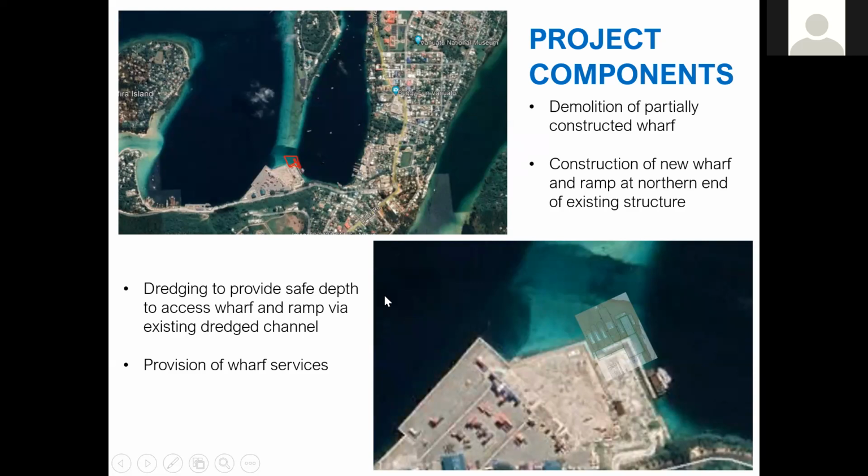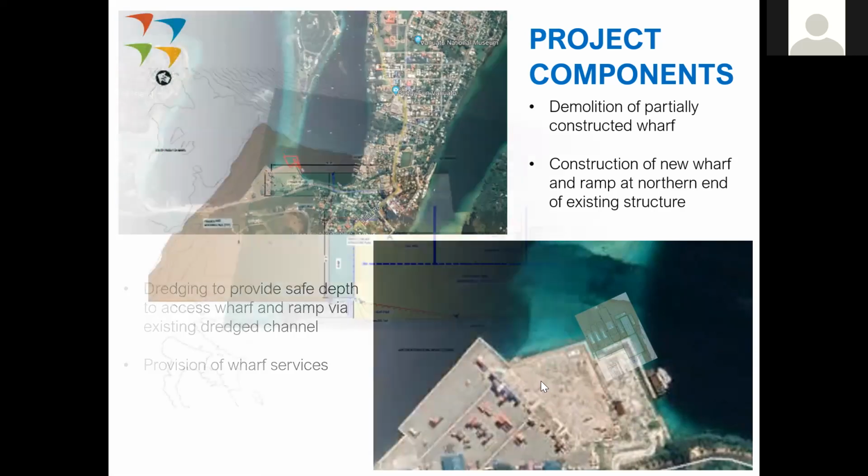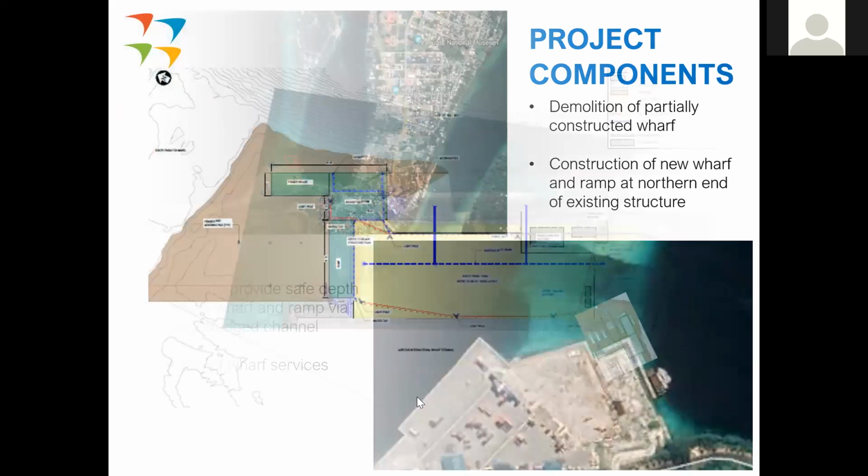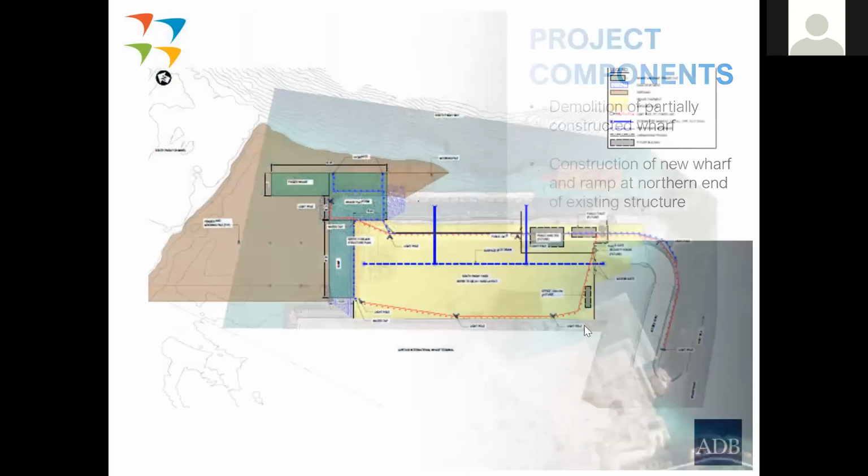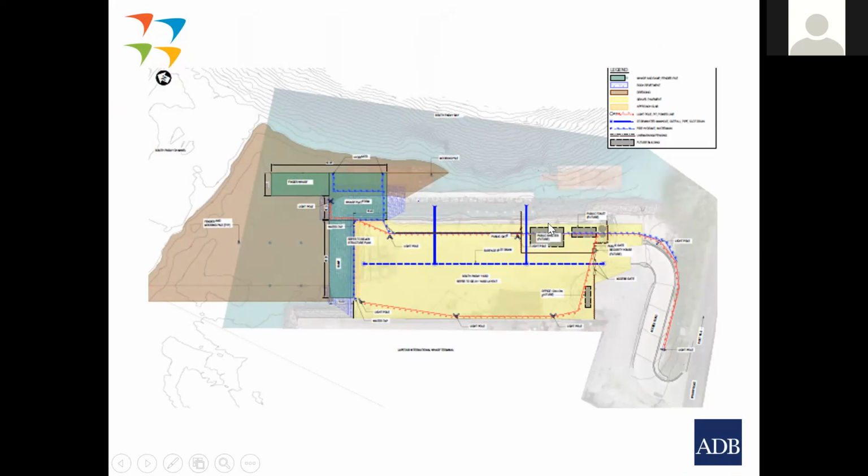The third component is dredging of this area here to ensure connection with the dredge channel, to ensure safe depth for vessels coming up against the wharf. And then finally, provision of wharf services on the existing reclamation here, the land side of the wharf. So these are the 4 project components. And just showing you a bit more in detail here from the engineering drawing, we have the existing reclamation in this yellow area here.